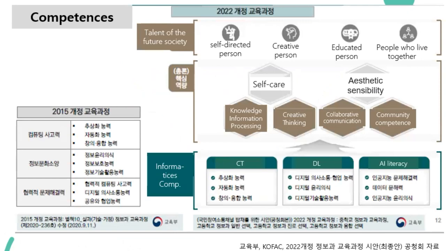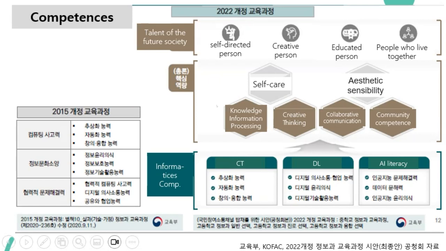So this slide presents a picture of the talent of future society. We set four talent factors. First is a self-directed person, second a creative person, third an educated person, fourth people who live together. And we set the core competencies. One is self-care, second authentic sensibility, third knowledge information processing, fourth creative thinking, fifth collaborative communication competency, and sixth community competency. These are the core competencies for the new curriculum.